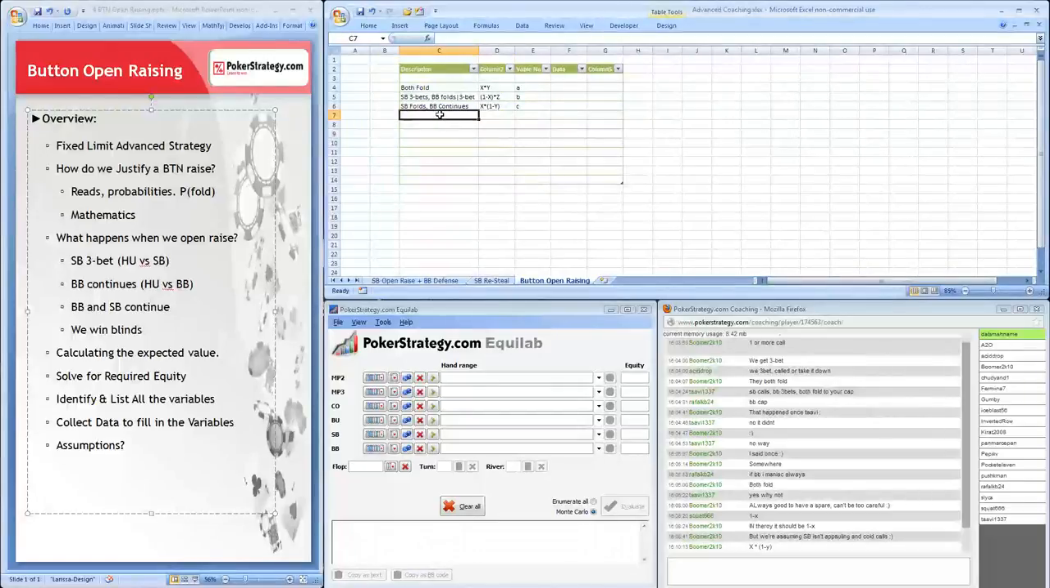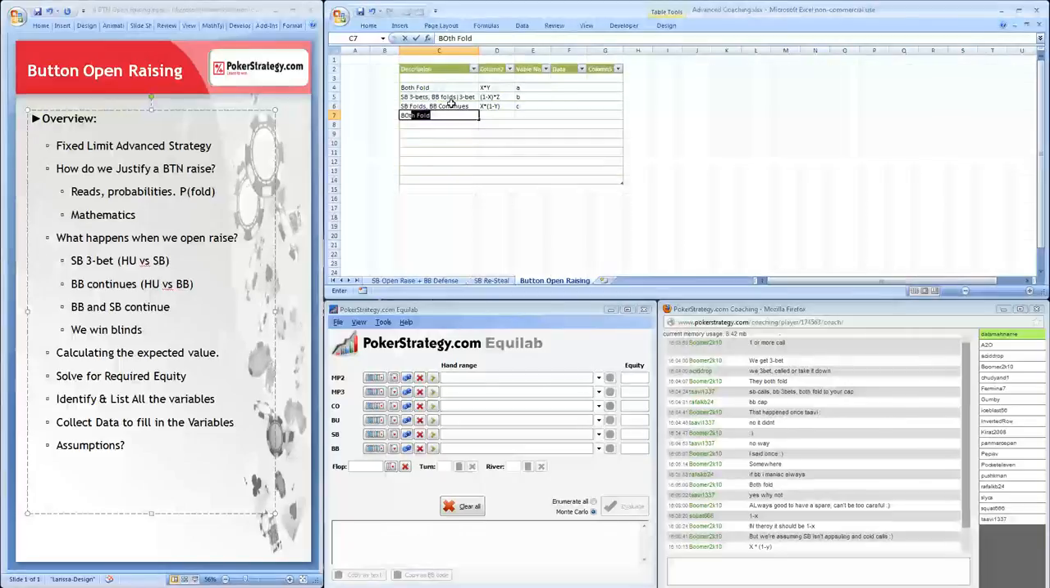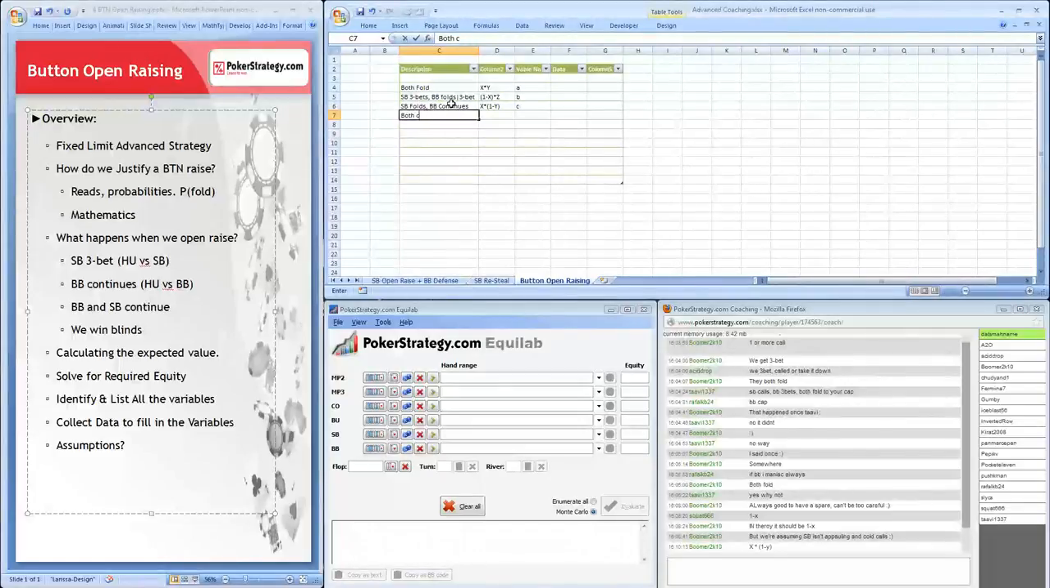So fourth scenario, we've already got the situation where they both fold. We've got a situation where the small blind 3-bets and the big blind folds. We've also got a situation where the small blind folds, big blind continues. And our last situation is where we play 3 ways, right? Both continue. And how are we going to write that?